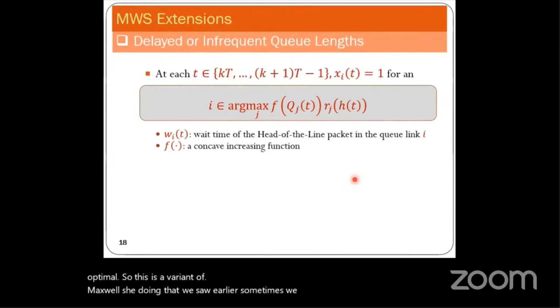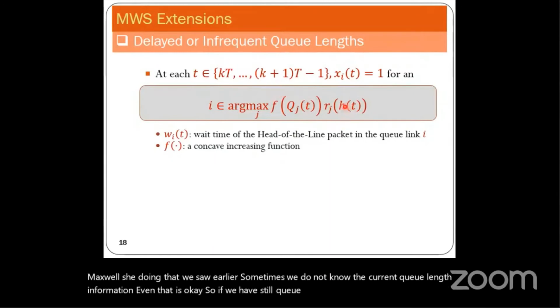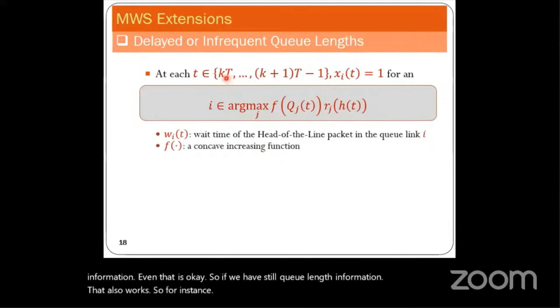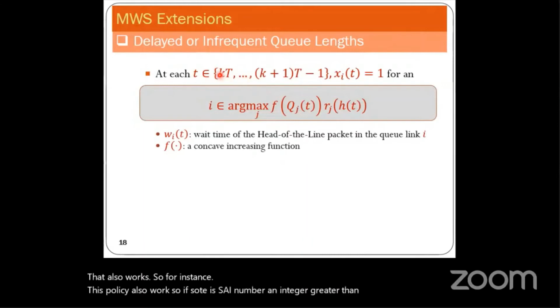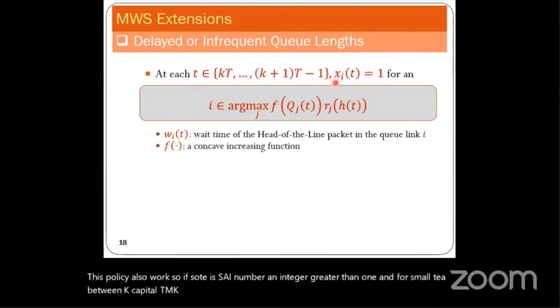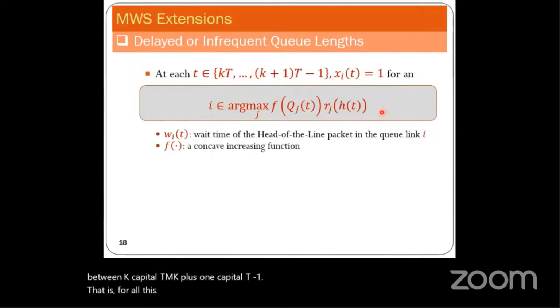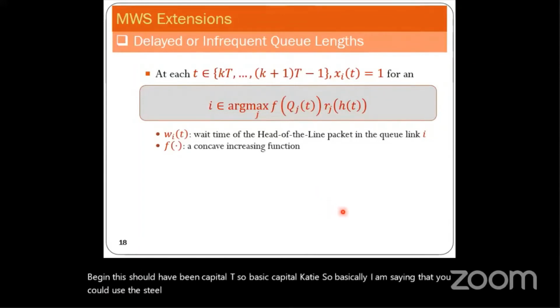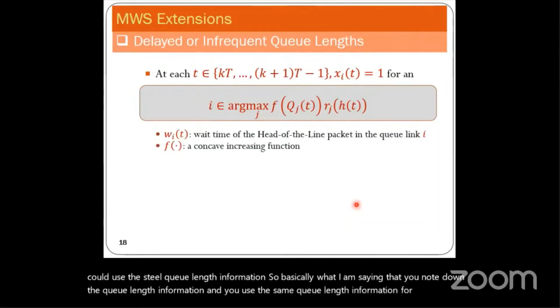Sometimes we do not know the current queue length information. Even that is okay. If we have stale queue length information, that also works. So for instance, imagine this policy also works. Say capital T is an integer greater than 1, and for small t between kT and (k+1)T minus 1, that is for all these t slots, I could use the queue length information. Again this should have been capital T, so basically kT. So basically I'm saying that you could use the stale queue length information. You note down the queue length information and you use the same information for the next capital T slots, and you decide your schedules.